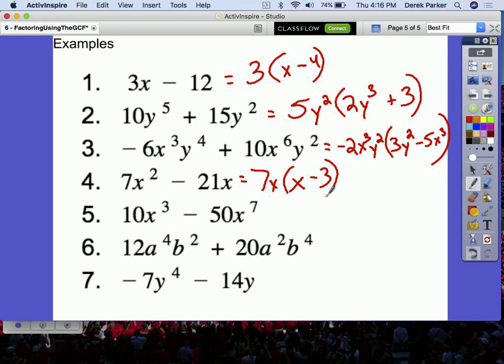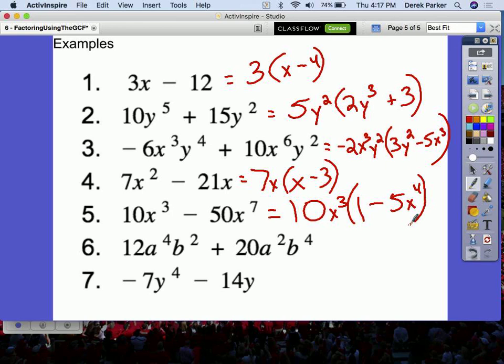Next, number 5. 10x to the third power minus 50x to the seventh power. 10 is my greatest common factor. And then x to the third power is also my common factor. 1 minus 50 divided by 10 is 5x to the fourth power, because 7 minus 3 is 4.